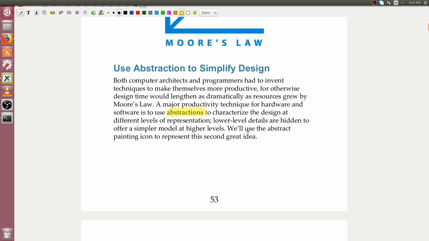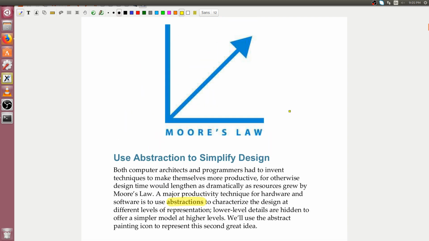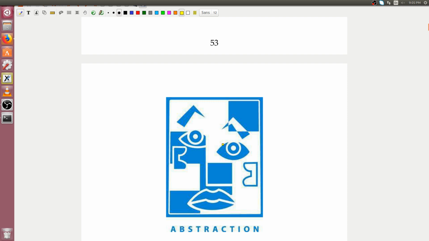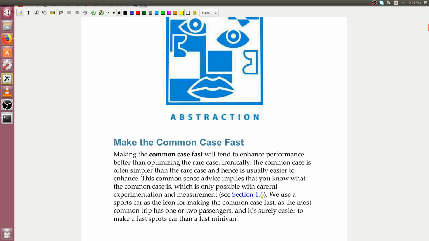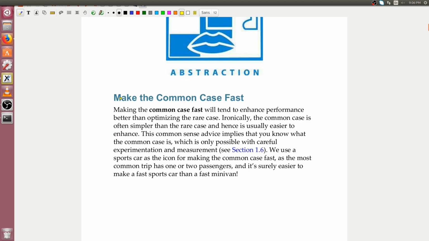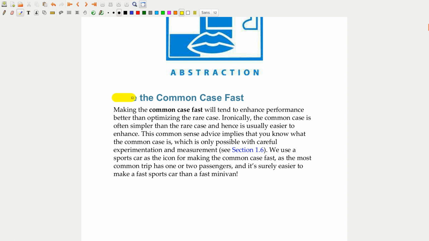Okay. We'll use abstract painting as the icon. So when we're talking about abstraction, you're going to see this little graph in the book when it's something related to Moore's law. Next: make the common case fast. This is Amdahl's law, and we'll go into Amdahl's law later.